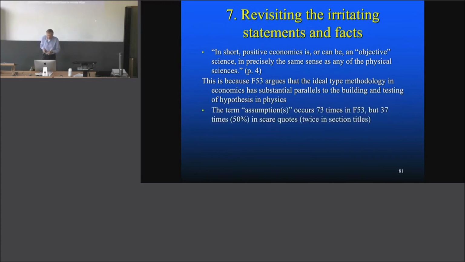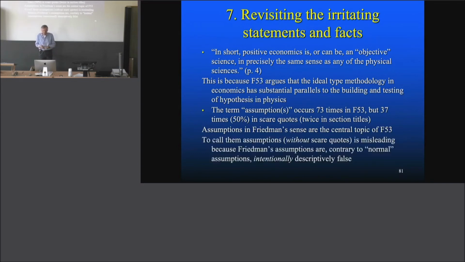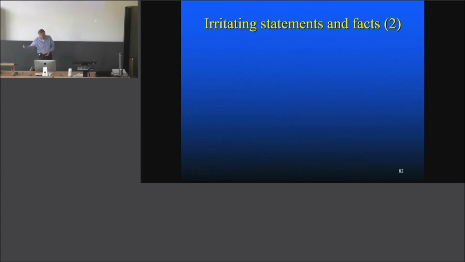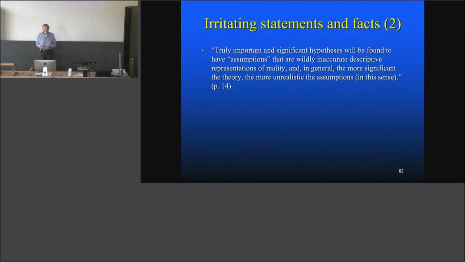And this example there of the nuclear liquid drop model shows that even his second type of falsities has a parallel. Then the term assumptions occurs 73 times with scare quotes, and they are the central topic of F53. To call them assumptions without scare quotes was misleading, because Friedman's assumptions are, contrary to normal assumptions, intentionally descriptively false in the sense of ideal types. He's absolutely reflectively clear what is going on there.